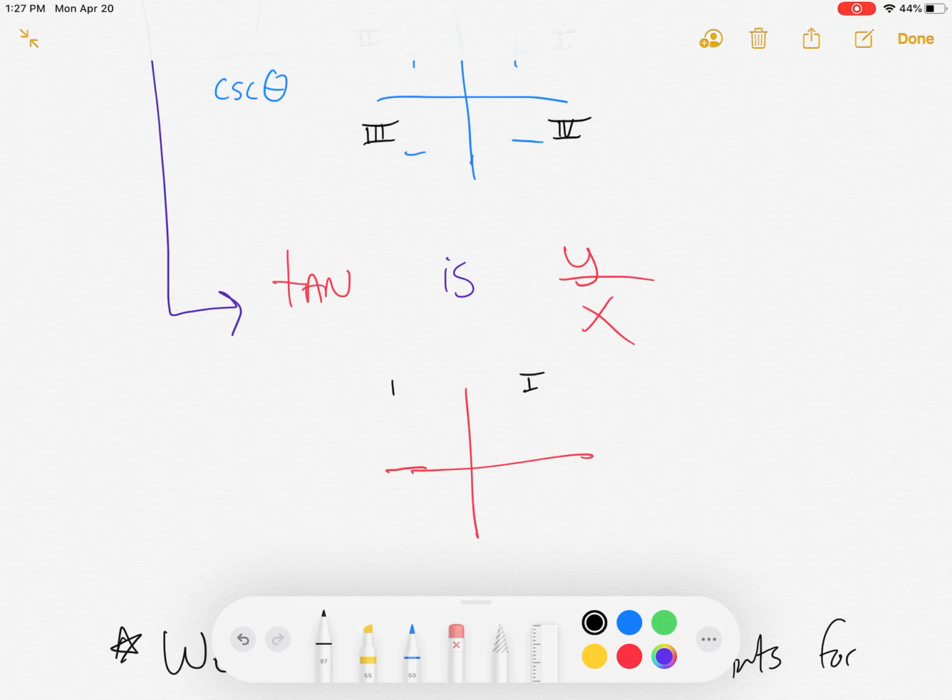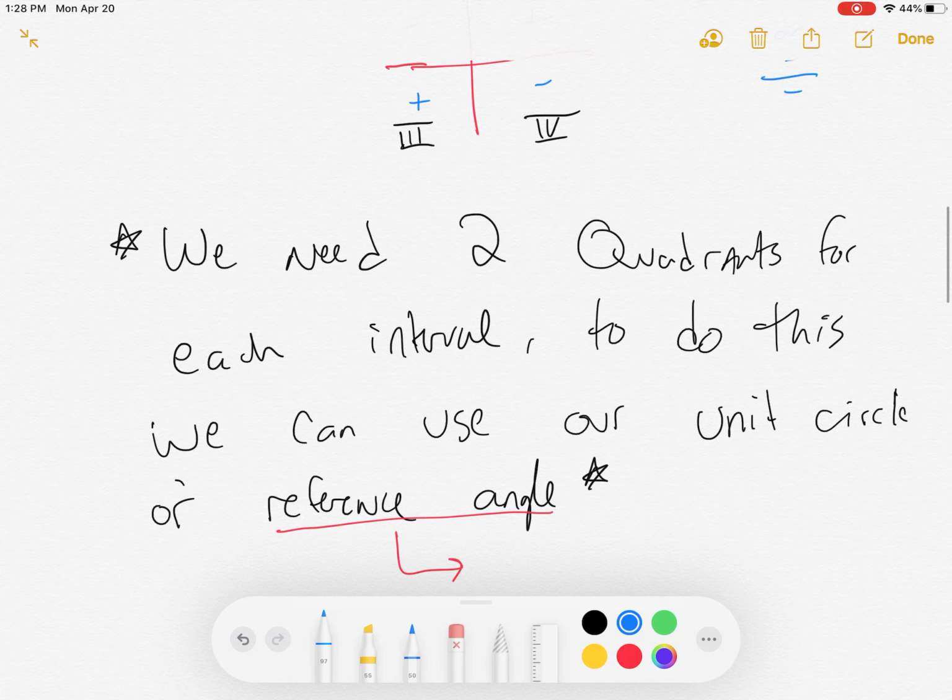Okay, tangent is y over x. So we have to think, where is tangent going to be positive and negative? We get a positive number when we divide a positive by a positive or a negative by a negative. In other words, what quadrant is both y positive and x positive? That would be quadrant 1. And when is it negative, negative? When do we go left and down? That would be quadrant 3. So tangent is positive in quadrants 1 and 3 and is negative in quadrants 2 and 4.